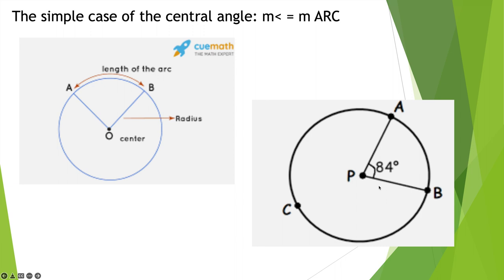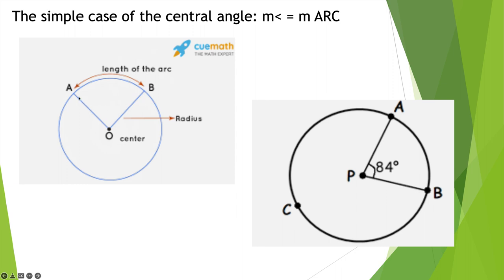Now, the next thing I wanted to talk about was just the simple case of the central angle. The measure of a central angle is always equal to the arc, because if you put all the central angles together back to back to back to back to back, you get 360. If you put all the arcs together back to back to back to back, you also get 360. So the measure of the angle is equal to the arc.